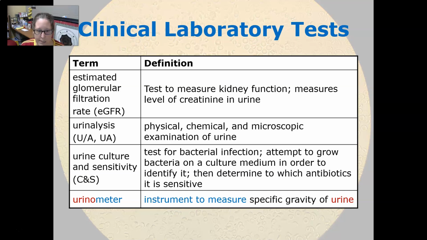And urine culture and sensitivity, or C&S, is a test of bacterial infection. It attempts to grow the bacteria on a culture medium in order to identify it and then determine to which antibiotics it is sensitive to. And this specimen that is set up here would be a urine, obviously. We can do culture and sensitivity on a lot of different types of specimens. A urinometer is an instrument to measure the specific gravity of urine.